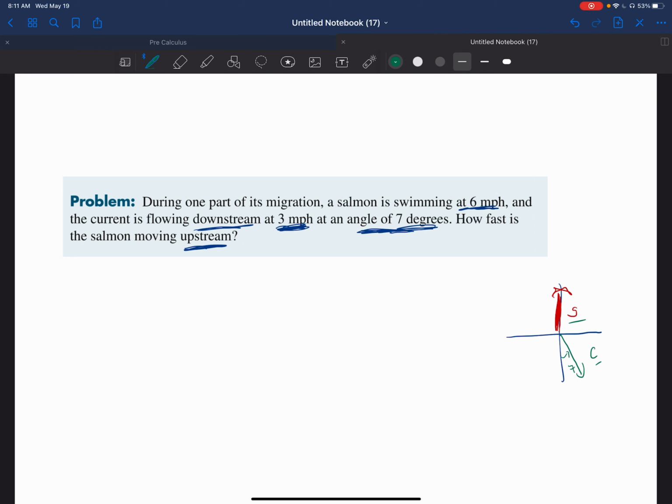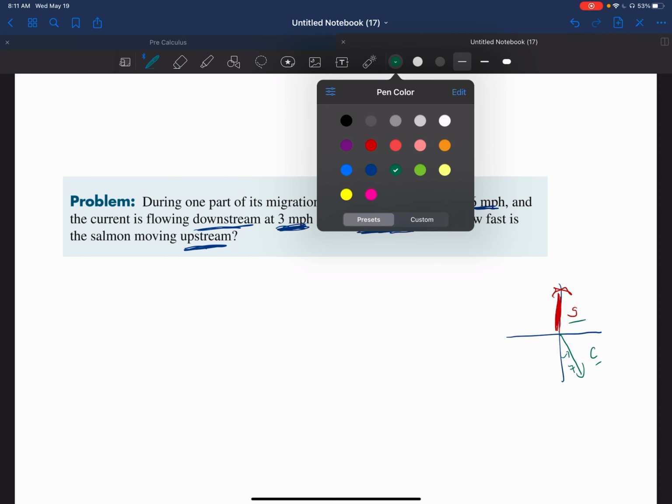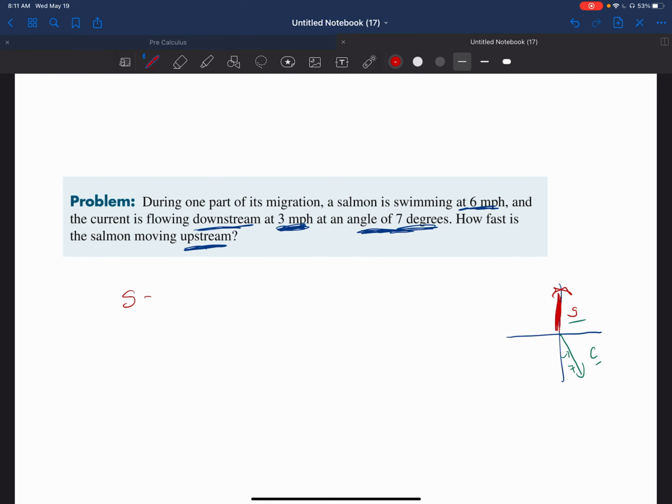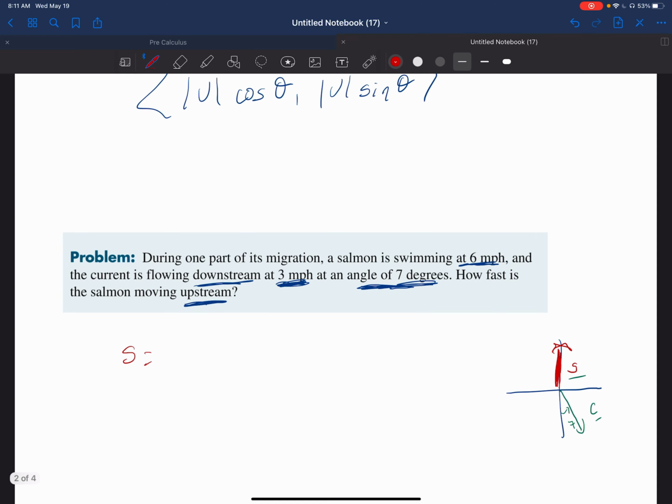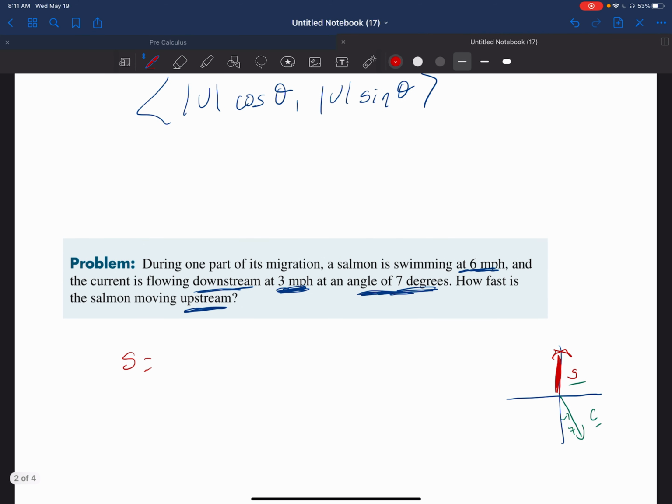So I have two vectors, the red one, which is vector S for salmon, which will be equal to, again, remember the magnitude, which will be the speed, which will be 6 miles per hour, times the cosine of the angle of direction. Again, angle of direction starts on the positive x-axis, goes counterclockwise, so that would mean that this angle is 90 degrees, comma 6, which is the same speed, times the sine of 90 degrees.